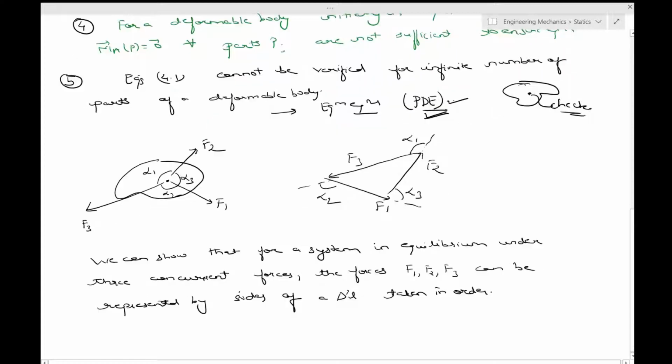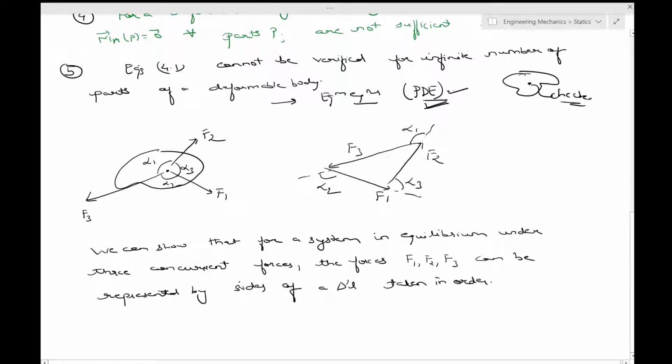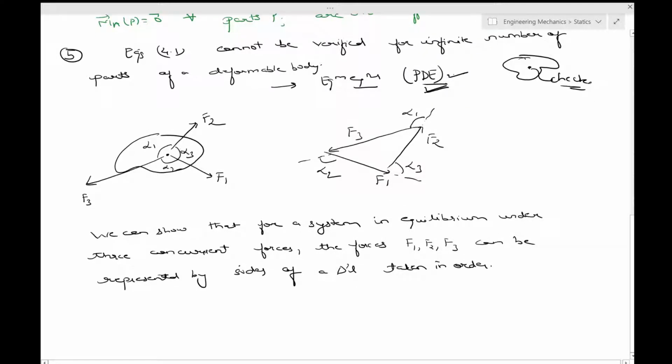So this is how you can represent the forces, and the length of these sides clearly are the magnitude of these vectors F1, F2 and F3. And so you have Lami's theorem that would tell us that F1 by sine alpha 1 is equal to F2 by sine alpha 2 equal to F3 by sine alpha 3. So this is called equation 4.2.